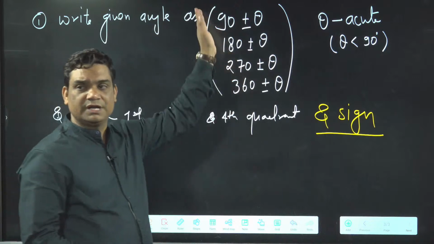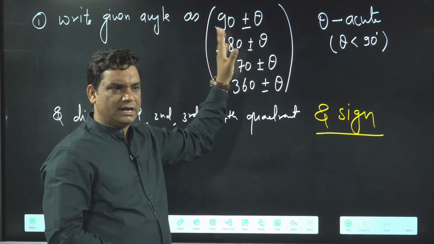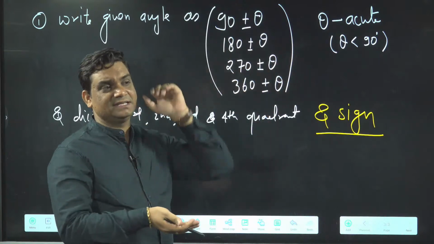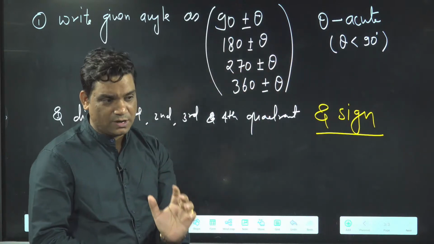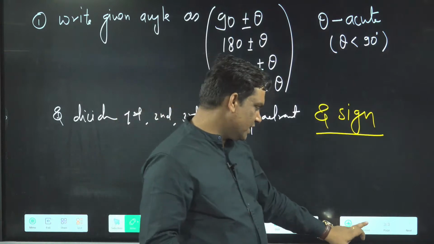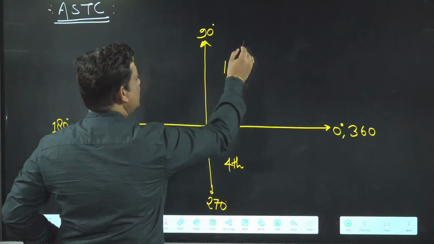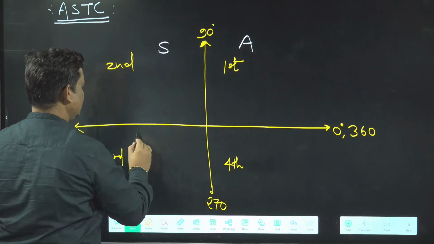We can decide the quadrant from this division: 90 plus minus theta, 180 plus minus theta, 270 plus minus theta, as well as 360 plus minus theta. Now how to decide the sign? Again I will come to the previous one. Here we can say A, S, T, C.